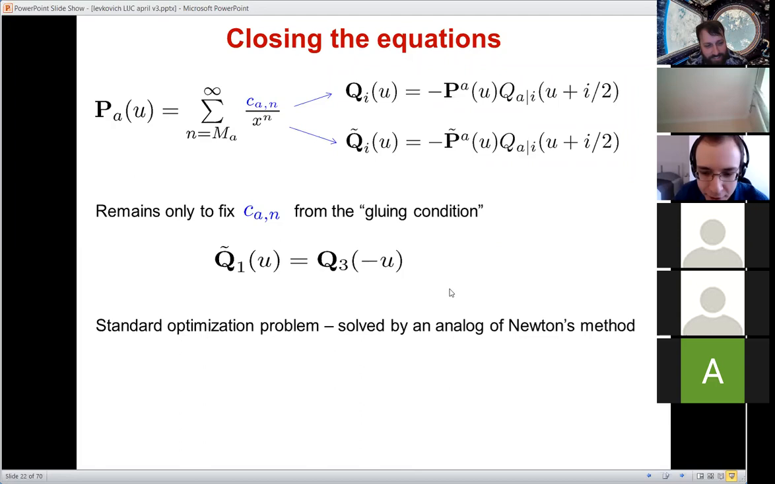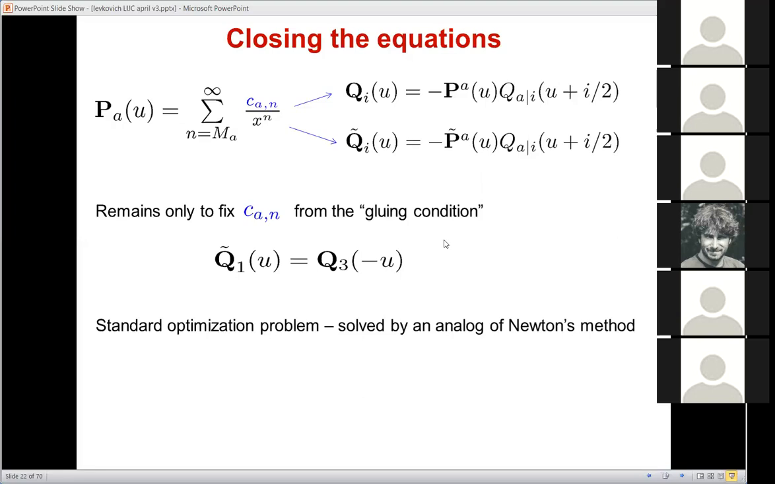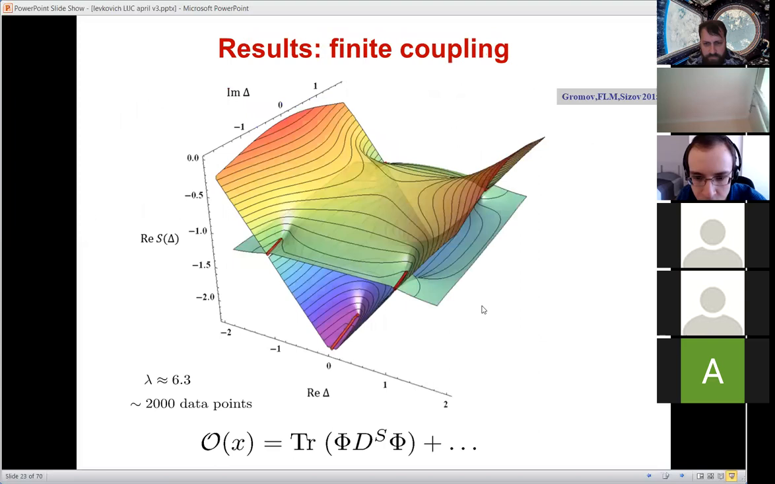So this algorithm is very simple. Can be implemented just on a usual laptop with one processor. If you don't want high precision, it works efficiently on a simple computer. But then all the parts are very easy to parallelize. And this way you can reach very high precision. So some sample of results, for instance, here.